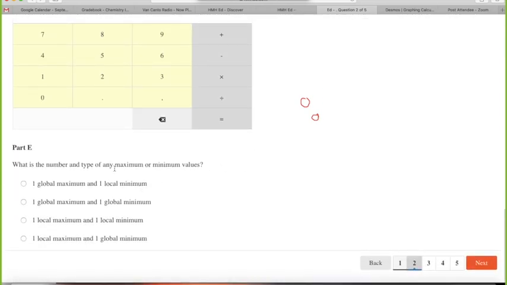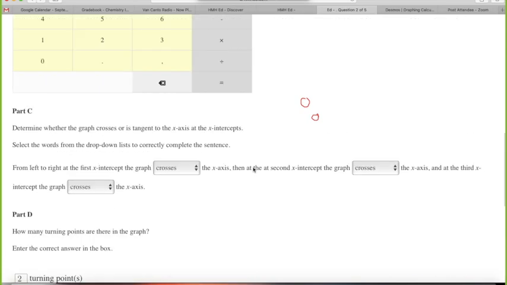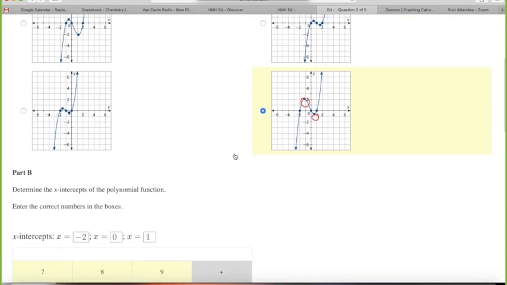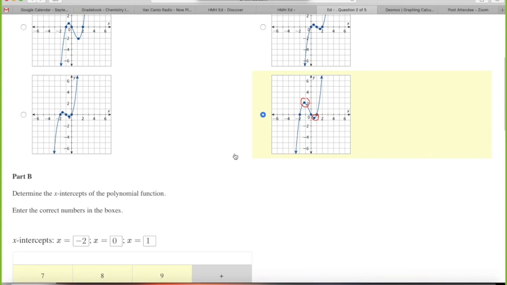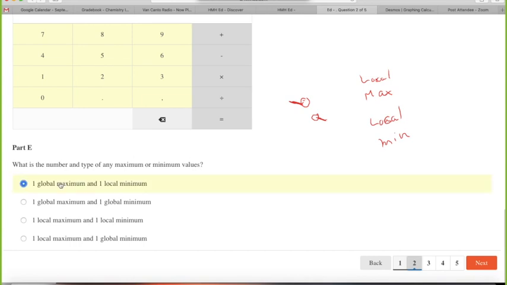What is the number and type of any maximum and minimums? Because it is an odd function, and I know that because it's coming down this way and coming up that way, there are no global maximum and minimums, but we have one local maximum and we have one local minimum. We have one local maximum and one local minimum. Cool.